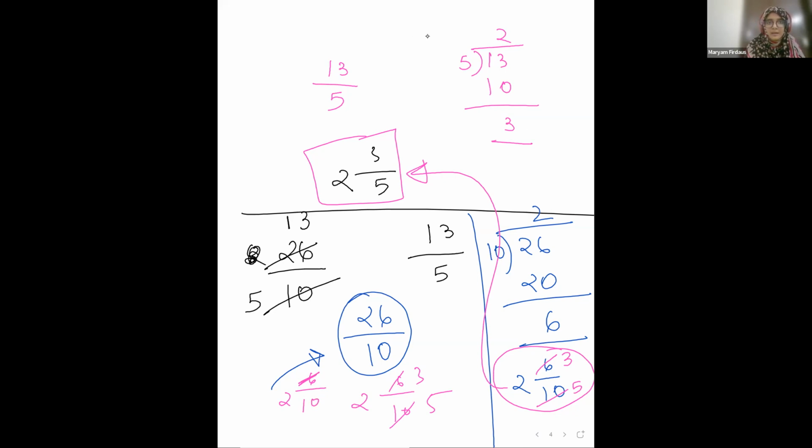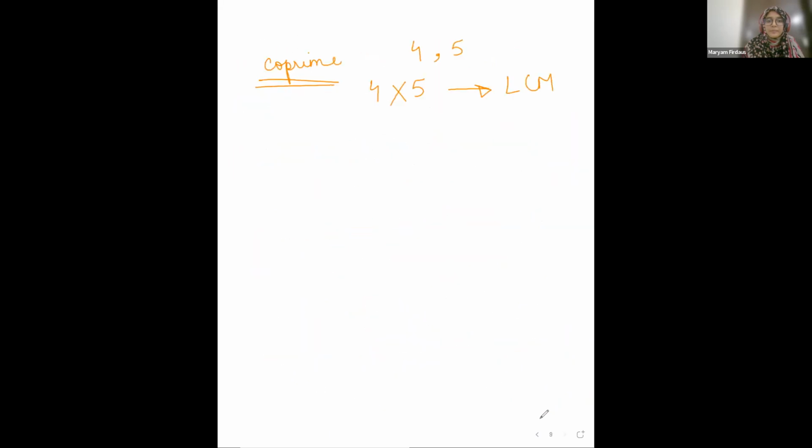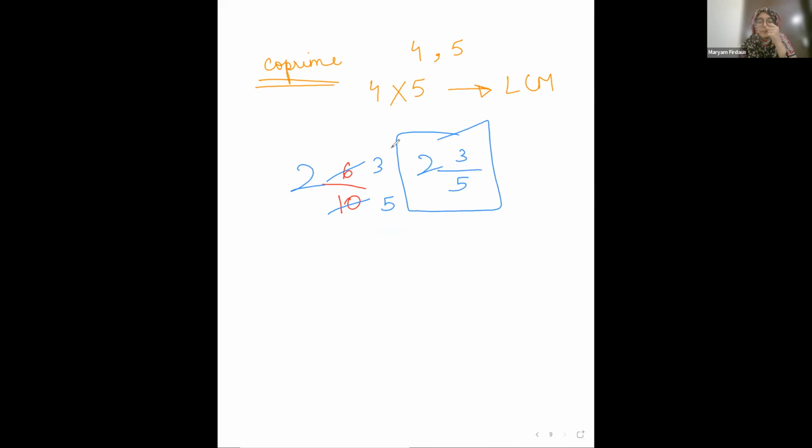Are you understanding? Yes. You have to make it 3 by 5. How will 6 by 10 become 3 by 5? Because we can clearly see that 2 is common, right? Yes. So 2 threes are 6, 2 fives are 10. So 3 by 5. Hence 2 3 by 5, which we were getting either way.